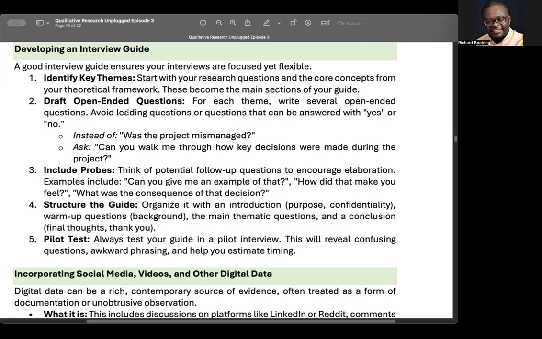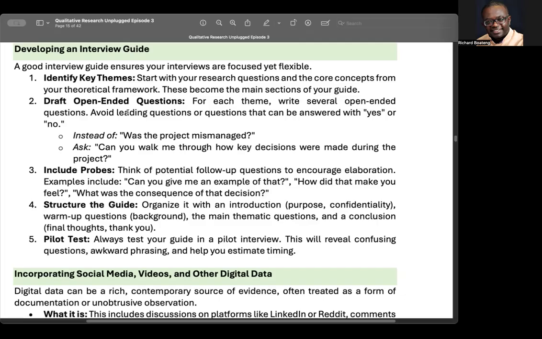And the final step. Pilot test it. Always pilot test your interview guide. Talk to someone similar to your intended participants. This will immediately reveal any questions that are confusing, awkwardly phrased, or maybe too sensitive. It also helps you estimate how long the interview will take. Piloting saves you so much trouble down the road.